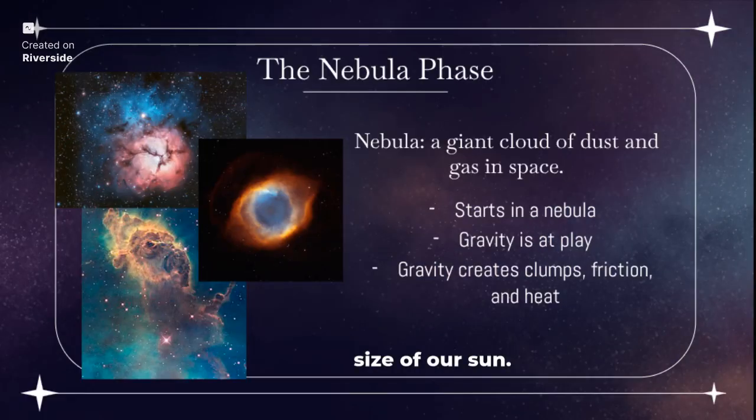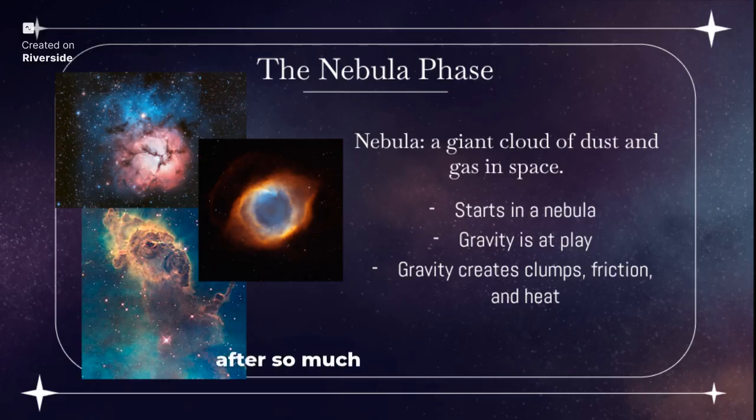I'm going to be breaking down the life cycle of a star, particularly one the size of our sun. Before our sun existed, it started in a nebula, which is a large cloud of gas and dust. This cloud was mostly made of hydrogen, and very slowly gravity would start to affect this cloud. Gravity would pull these particles together, causing them to clump.